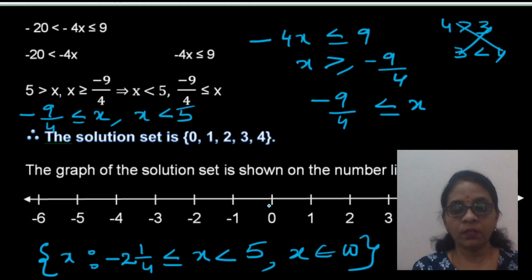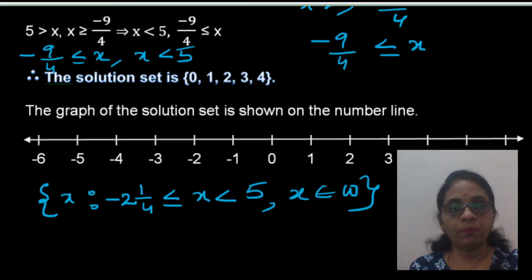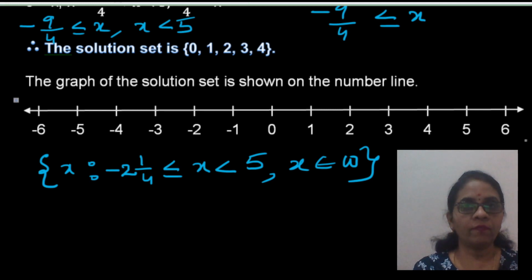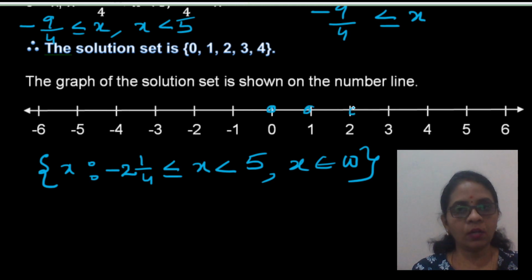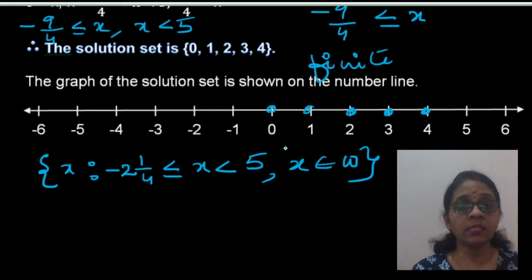So how do we plot it on the number line? You just have to put a dot on each of these: a dot on 0, a dot on 1, a dot on 2, a dot on 3, a dot on 4. That's all. It is a finite set. It is not an infinite set. Is this clear? So this is how you plot on the number line when the category of numbers is whole numbers, natural numbers or integers, not real numbers.